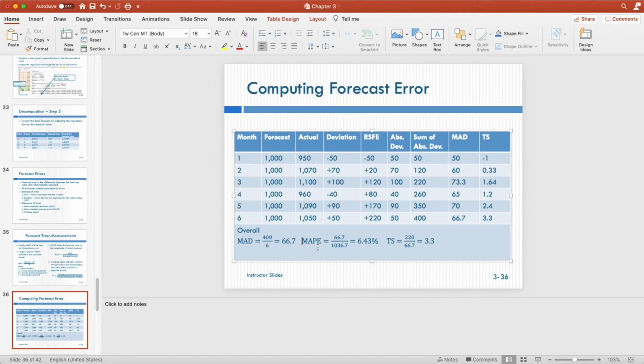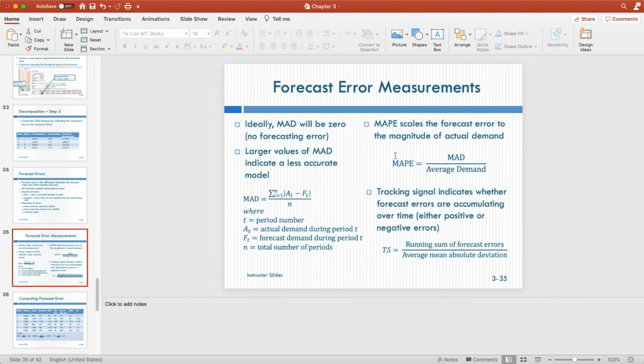That's it. Now, the mean absolute percentage error. The mean absolute percentage error is actually coming from the mean absolute deviation, but it's a little bit different.